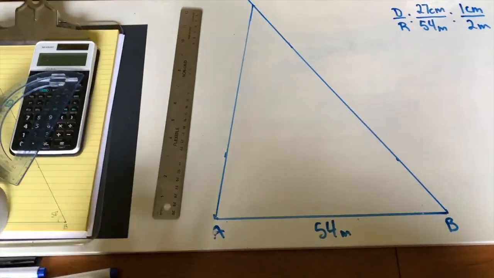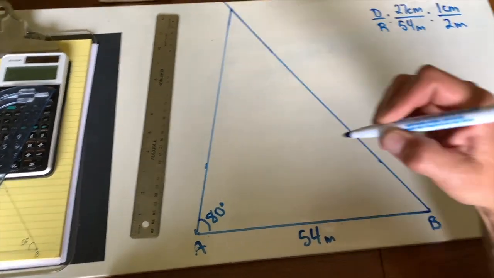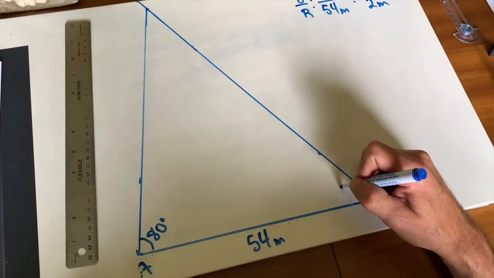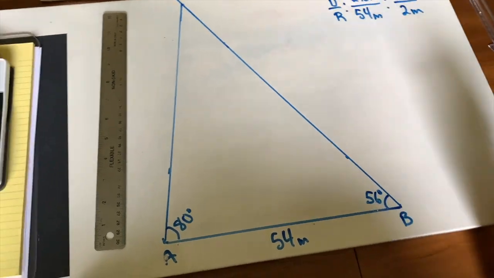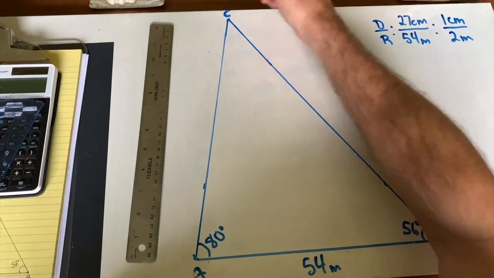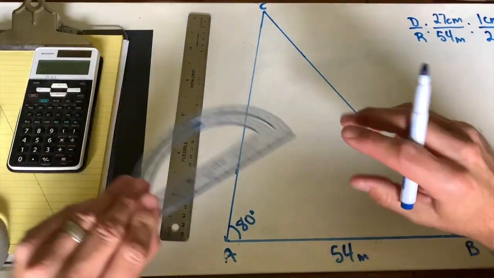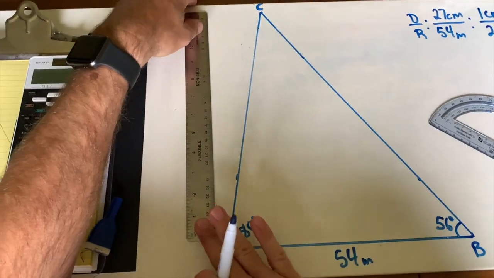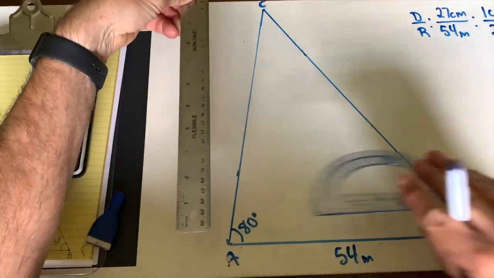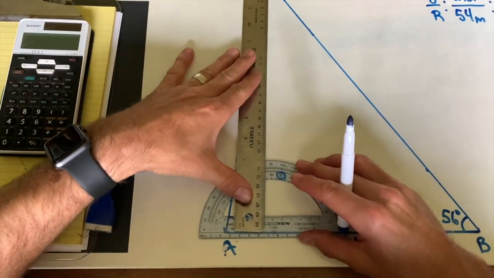I'm going to label my angles. This angle is 80. This angle is 56. And I'm going to label point C. And now I need to measure from point C down to my baseline. I want to make sure that that is a 90-degree angle. With that, I can do some more fun math.